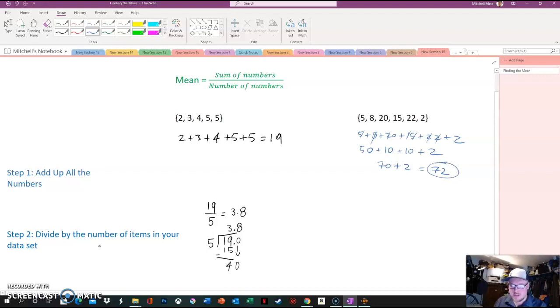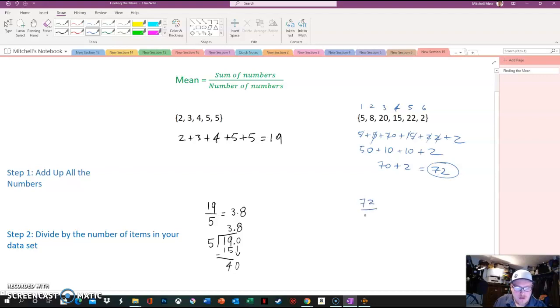So now what I'm going to do is with this number, I'm going to divide it again by the number of items in the list or the number of numbers. So I'm just going to count them up. 1, 2, 3, 4, 5, 6. So again, I'm just counting the numbers. That's all I'm doing. So I have 6 numbers, so this is going to be divided by 6. So this is my second step.